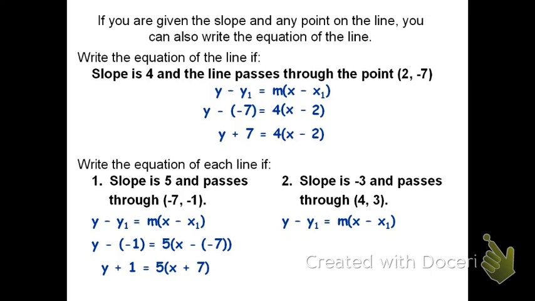For the next problem, we see that the slope is negative 3 and it passes through the point (4, 3). Substituting this in, we would get y minus 3 equals negative 3 times the quantity x minus 4. In this case, there's nothing to simplify. That is the point-slope form there.